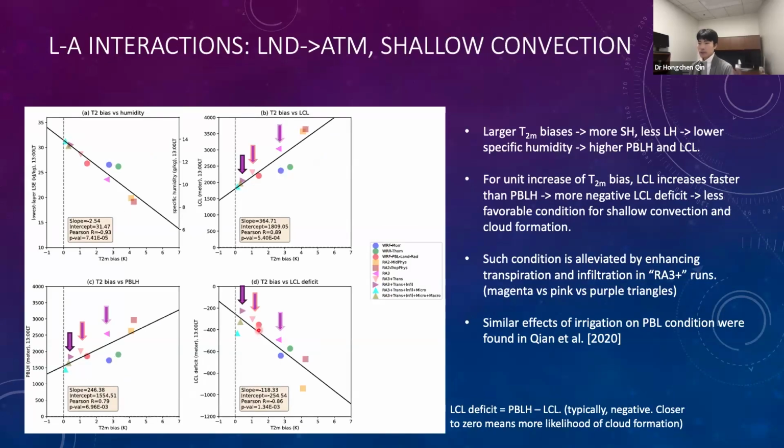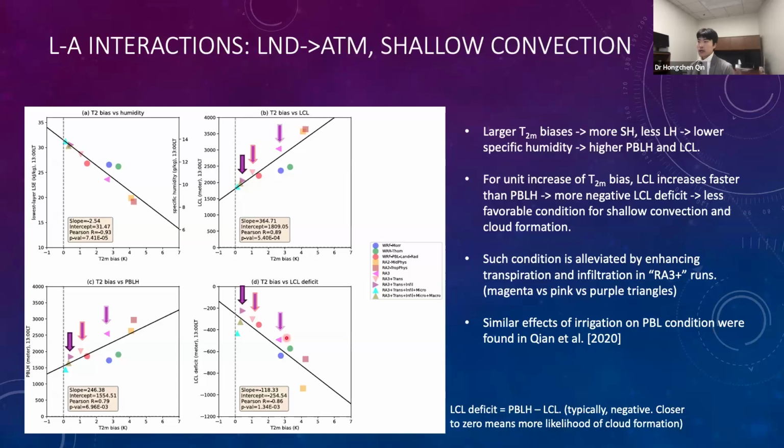Well, this panel tries to investigate the impact of land on the atmosphere in terms of shallow convection. The correspondence across CPMs shown in panel A is T2M bias versus humidity. Panel B is T2M bias versus lifting condensation level. Panel C is T2M bias corresponding to boundary layer height. Panel D is T2M bias versus lifting condensation level deficit. Here, LCL deficit is defined as PBL height minus lifting condensation level. It's typically a negative value. Closer to 0 means there's more likelihood of cloud formation.